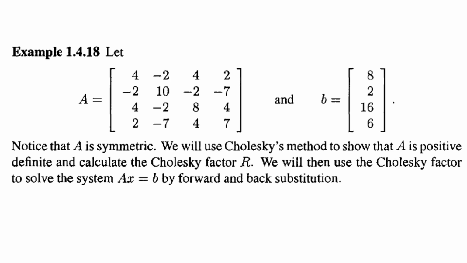Here a matrix A is given and a vector b is given. We note that A is symmetric here. Everyone is aware of the definition of a symmetric matrix. We will use the Cholesky method to show that A is positive definite and calculate the Cholesky factor R. We will use the Cholesky factor to solve the system Ax is equal to b by forward and backward substitution.